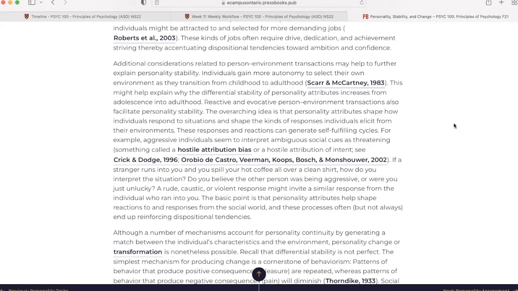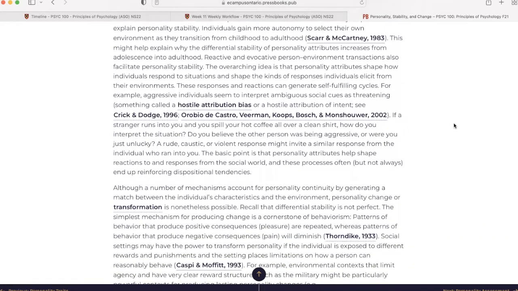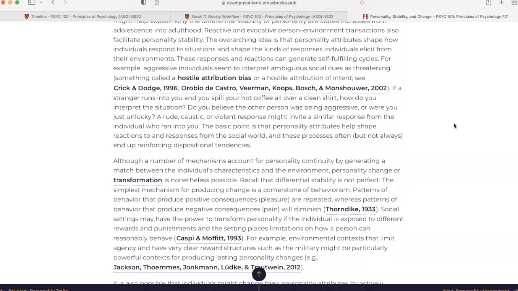The overarching idea is that personality attributes shape how individuals respond to situations and shape the kinds of responses individuals elicit from their environments. These responses and reactions can generate self-fulfilling cycles. For example, aggressive individuals seem to interpret ambiguous social cues as threatening, something called a hostile attribution bias, or a hostile attribution of intent. If a stranger runs into you and you spill your hot coffee all over a clean shirt, how do you interpret the situation?